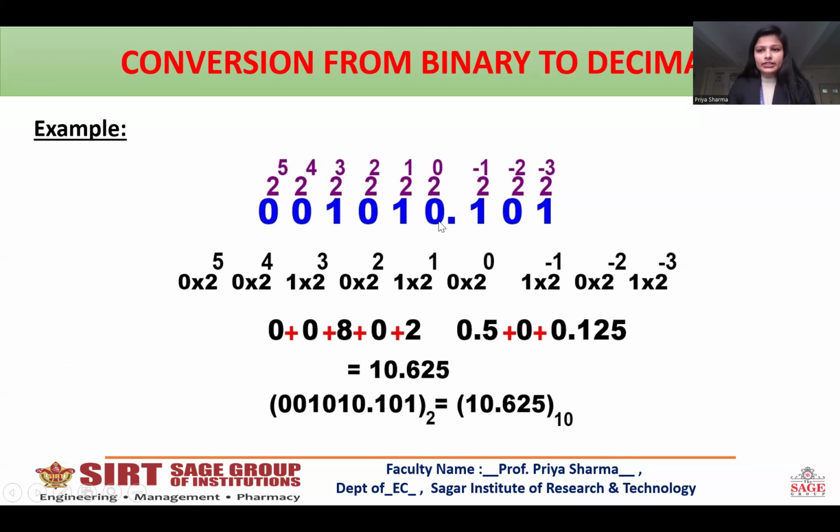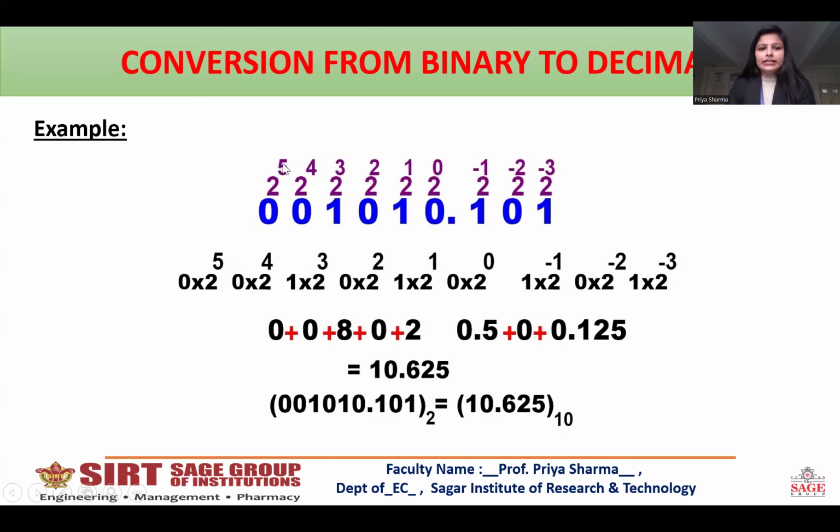So starting from the right and proceeding towards the left in the increasing power of 2. 2 is taken as it is a binary number system. And after the binary point, we will start from left and proceed towards right in decreasing order of the powers. So here 2 to the power 0, then 1, 2, 3, 4, 5. And here -1, -2, and -3.